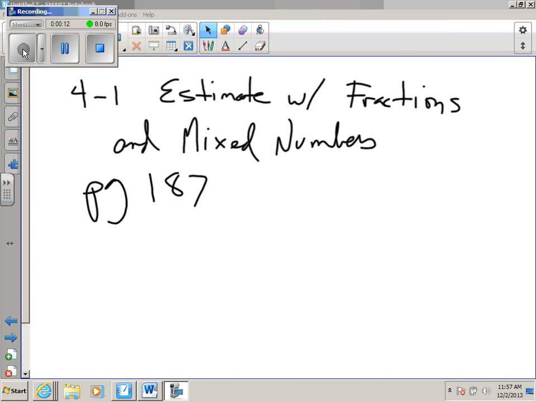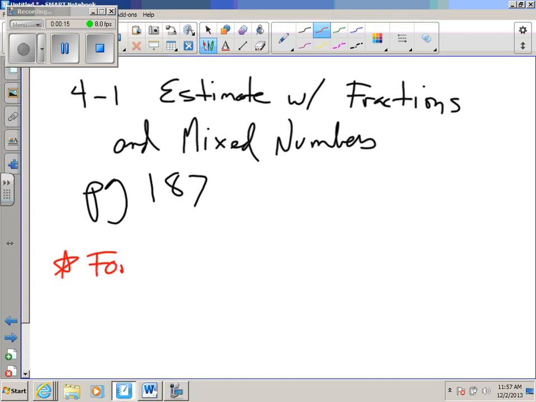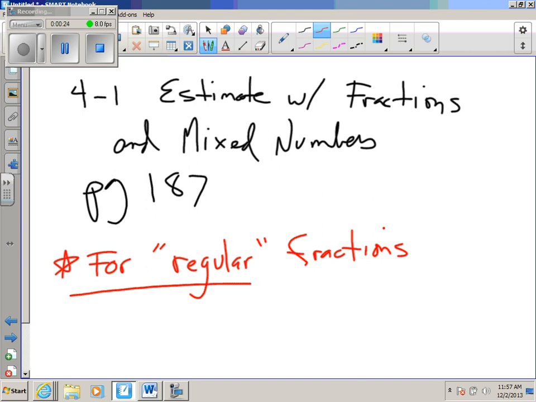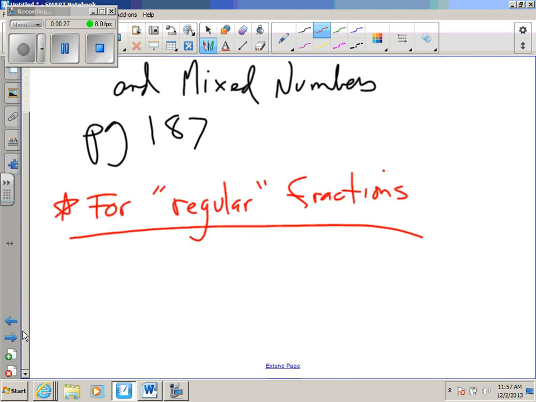Okay. Now, for regular fractions, and if I say regular fractions, what is it that you think of? What is a regular fraction? Yeah, Mia. 2/4. Where your numerator is smaller than your denominator. And it doesn't have a whole number with it. Okay? So we're not talking about improper fractions. We're not talking about mixed numbers as of yet. We'll get to those in a minute.